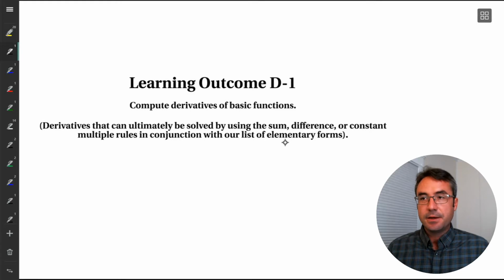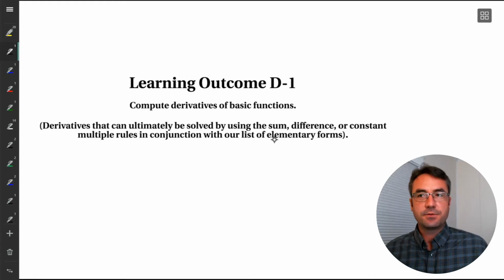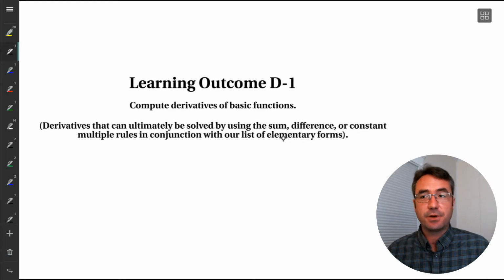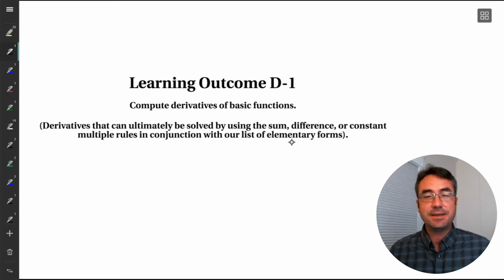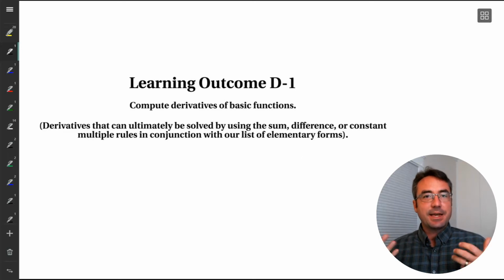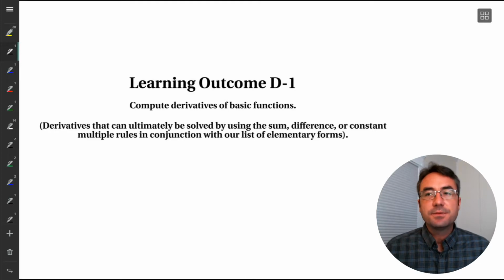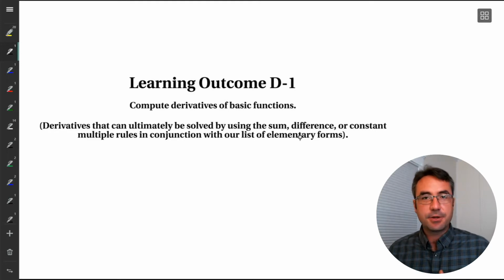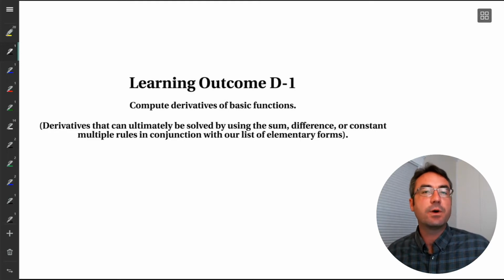And we'll see some of the rules for how to differentiate the combination of these functions. So what we get when we take these elementary functions and add them together, when we subtract them, or when we take a constant and multiply it with one of these elementary functions. So we're going to develop these rules that allow us to calculate derivatives a little bit quicker than what we've seen so far.